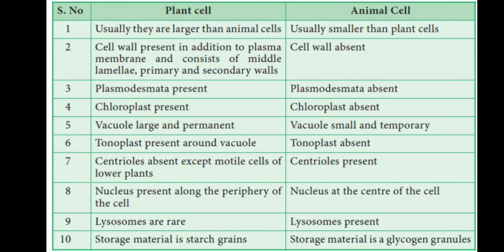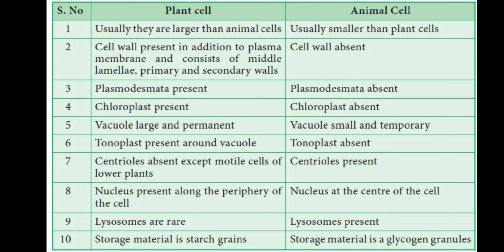So plants do not have centrioles; they have polar caps instead, while centrioles are present in animal cells, which help in cell division and spindle formation. Okay, you will study these in higher classes. Now let's talk about the nucleus.